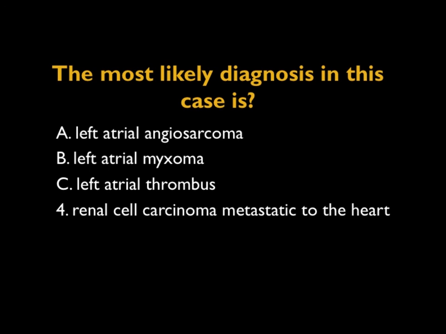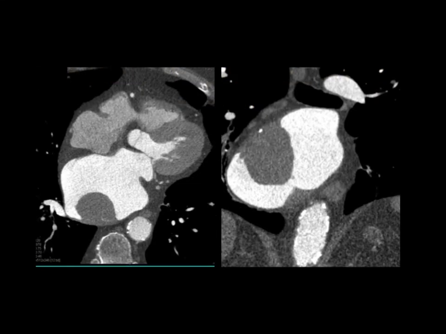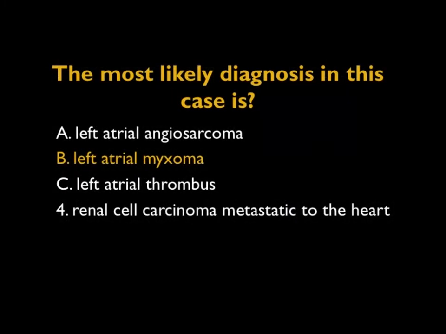This case, what's the most likely diagnosis? Well, when you look quickly or even slowly, you see a large mass in the 3 centimeter range, posterior wall of the left atrium. You can see it in coronal view. Angiosarcomas are more invasive and irregular, and thrombus can have faint calcifications and typically is more linear. Metastasis to the heart from renal cell can occur, but they're vascular in nature. This is a solid mass against the wall, and based on location, a very nice example of a left atrial myxoma. Excellent case.